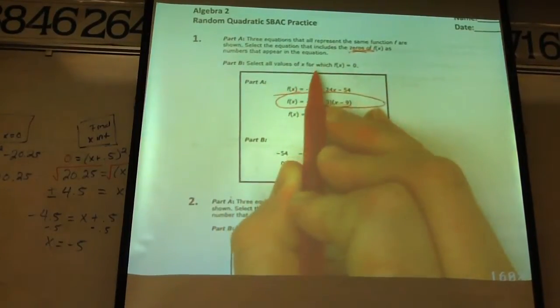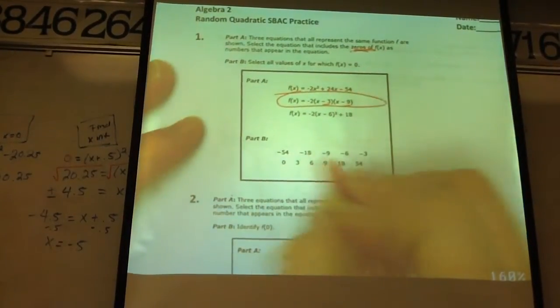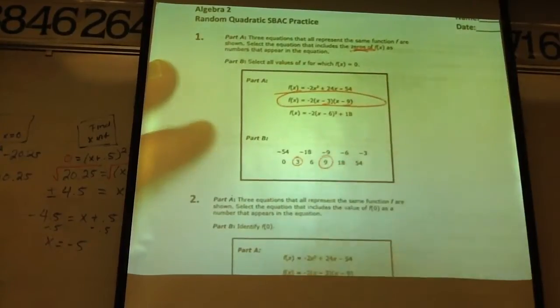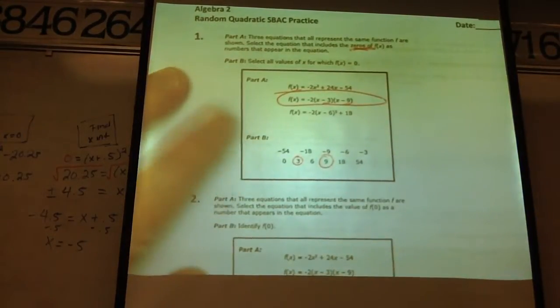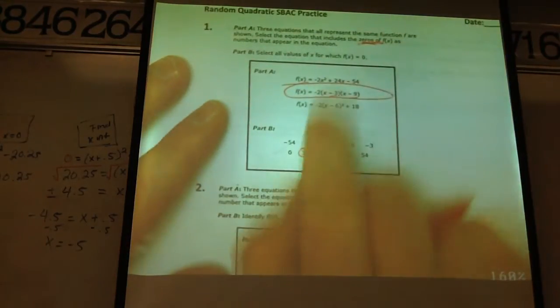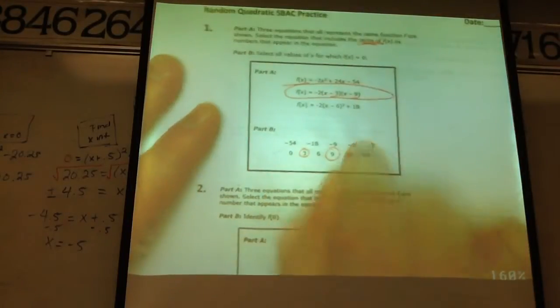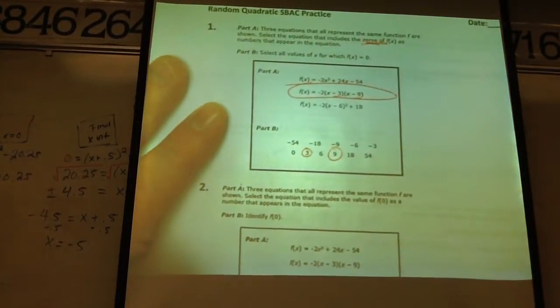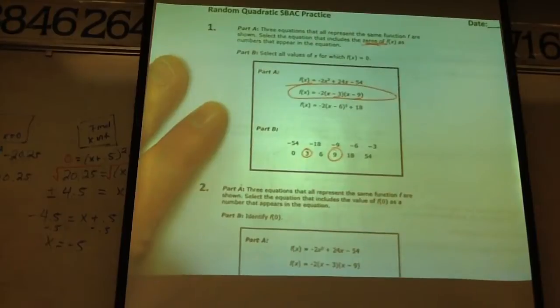Select the values of x for which f of x equals 0. You would pick 3 and 9. The reason these problems are like this is how they will show up on the SBAC. So stupid. This is how they're worded, and this is how you'll be on a computer. You'll have to click, and then click, and that's how you'll answer. Make sense? Got it. All right.